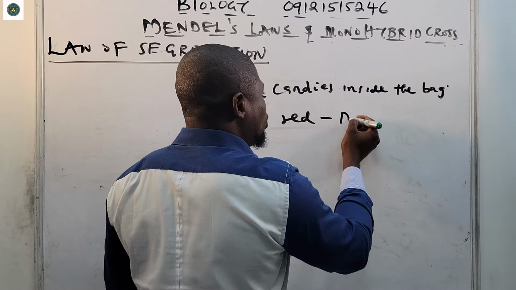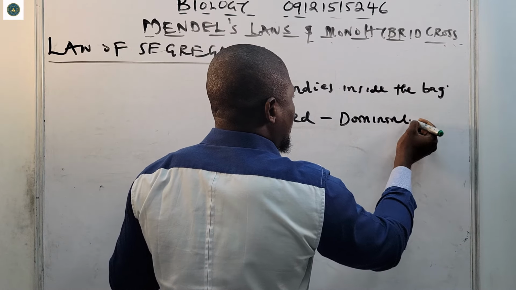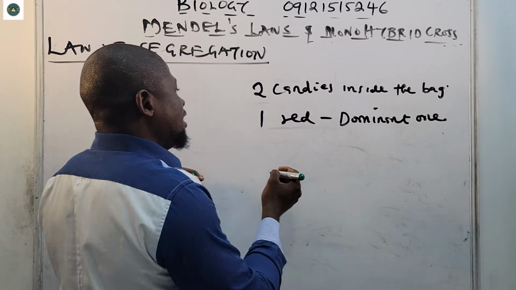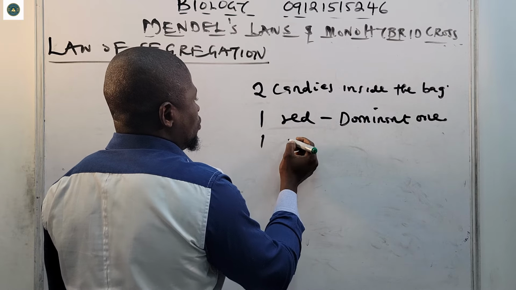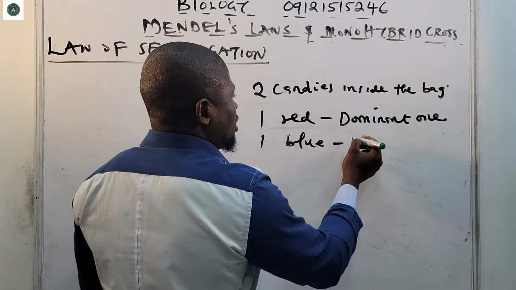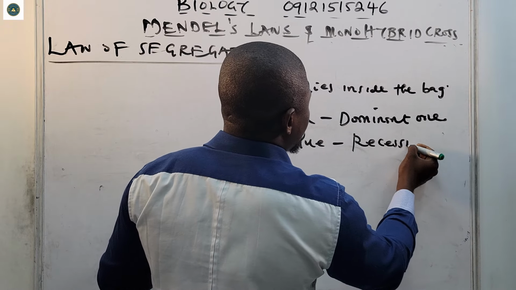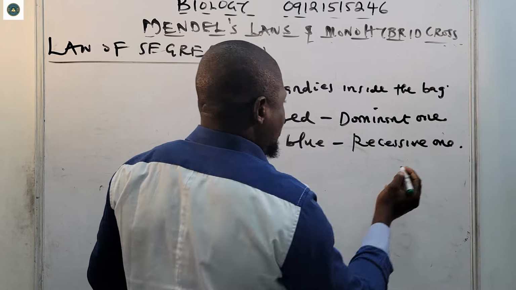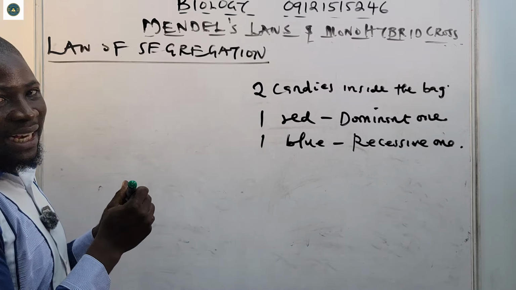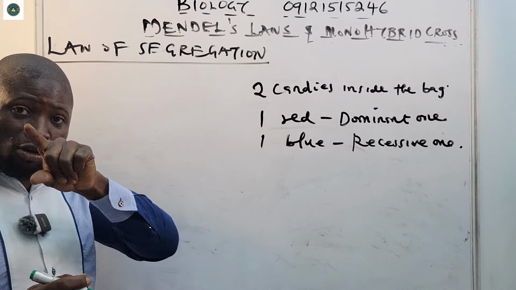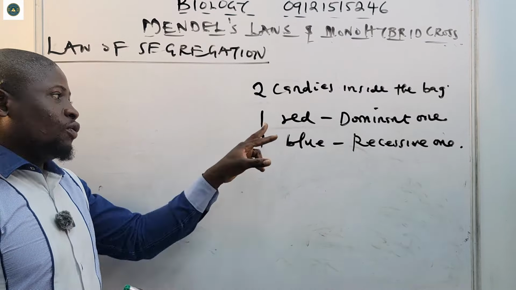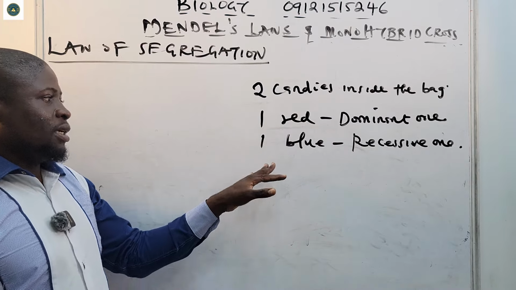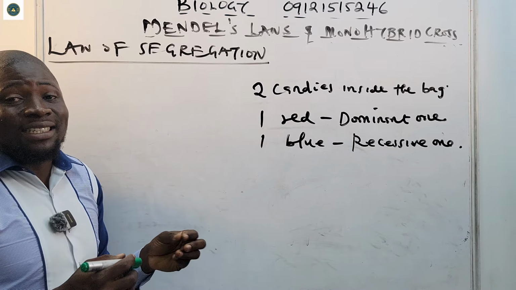Let's call this one the dominant one. Then the other one, the second candy, let's say is blue. Let's call it the recessive one. Please follow the story one after the other. You have two candies inside your bag. One is red, which is the dominant one, then the other one is blue, which is the recessive one.